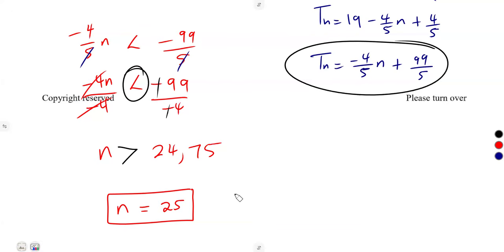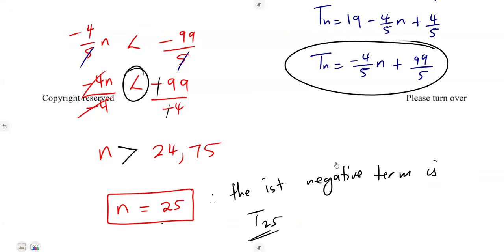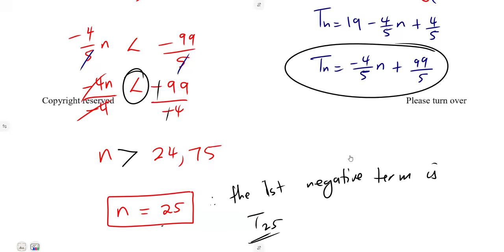So the first negative term in our case is going to be T25. That will be negative. When n is 25, we are referring to T25. That is the first one to be negative. So that is how they simply play around with these questions.